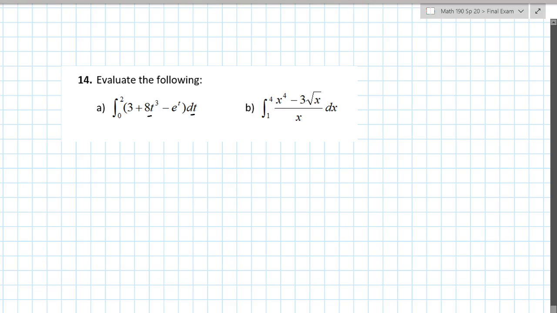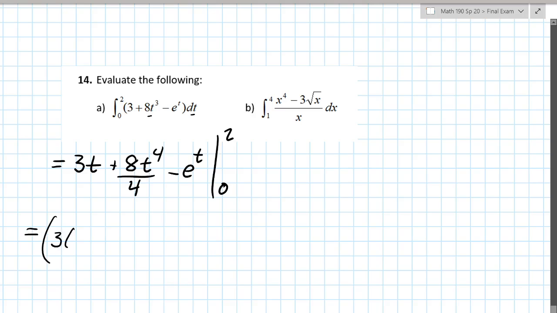It says that if you've got this function, which is a well-behaved function, you can find an antiderivative of it, which is 3t plus 8t to the fourth divided by 4 minus e to the t, and evaluate it at 2 and 0. Subtract the results, and you have your solution.